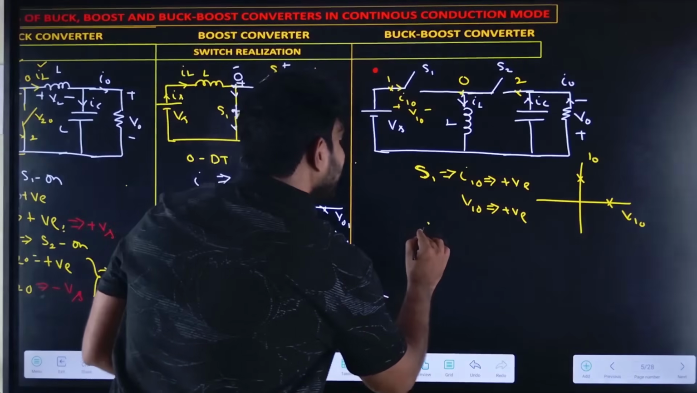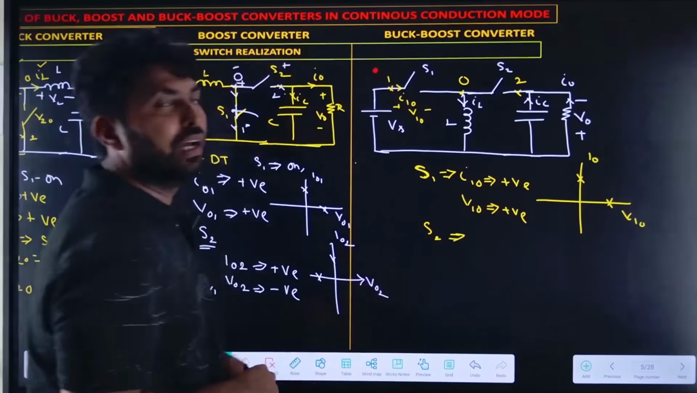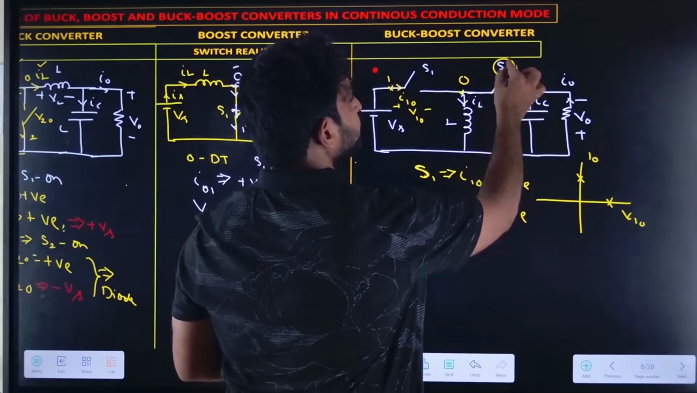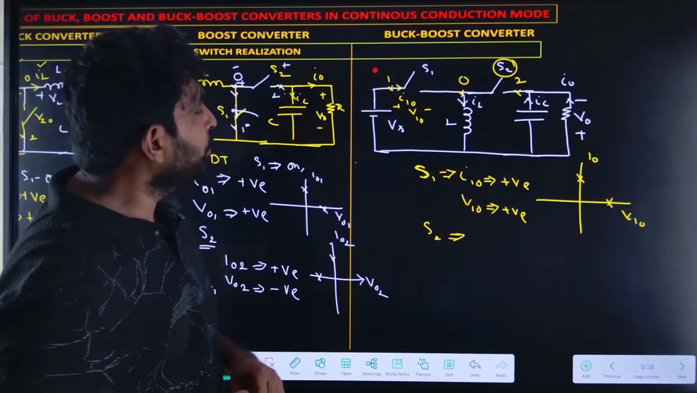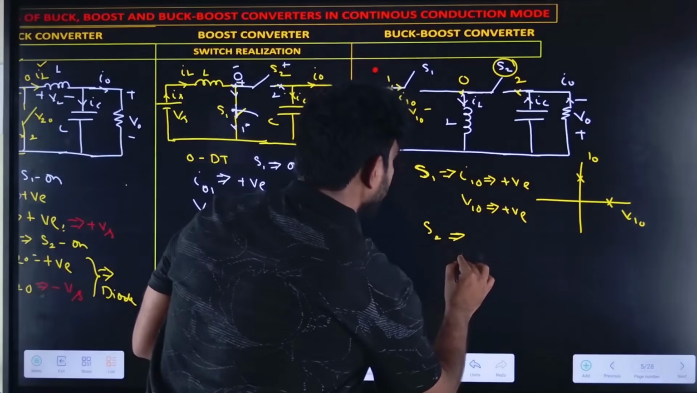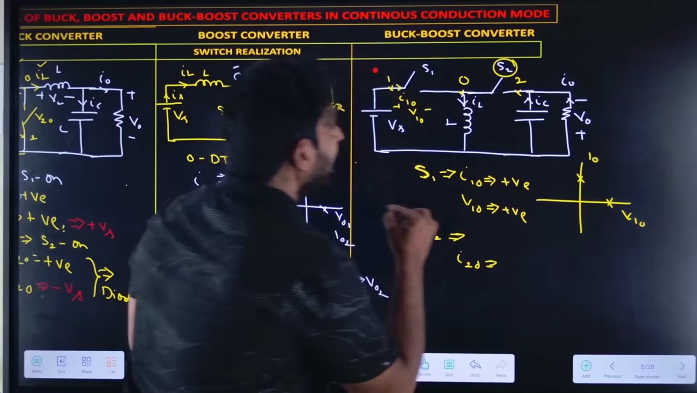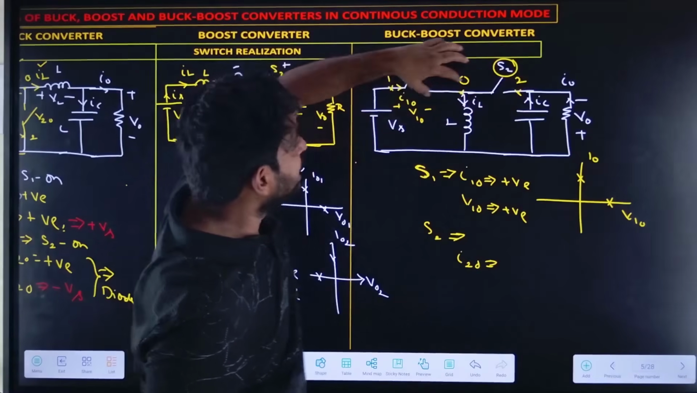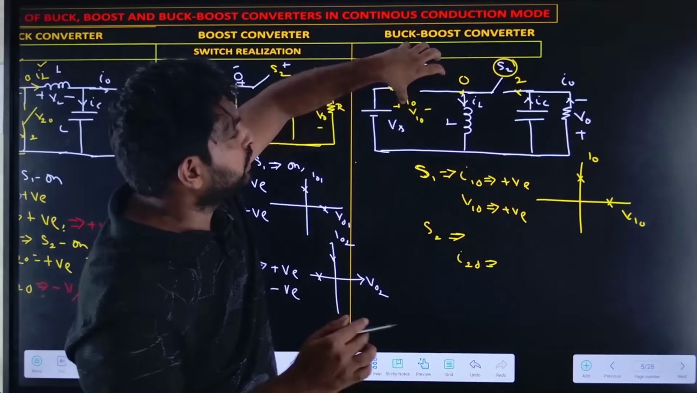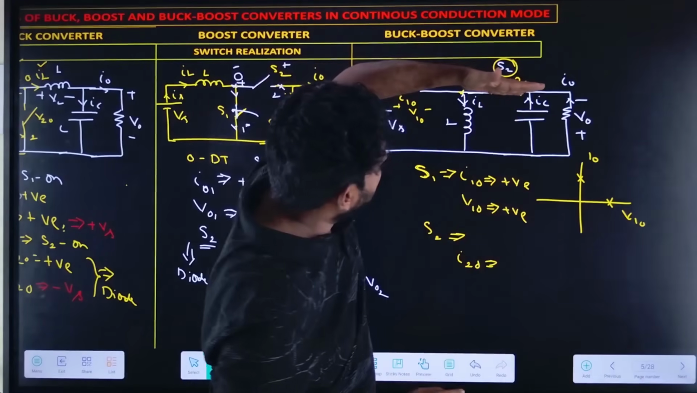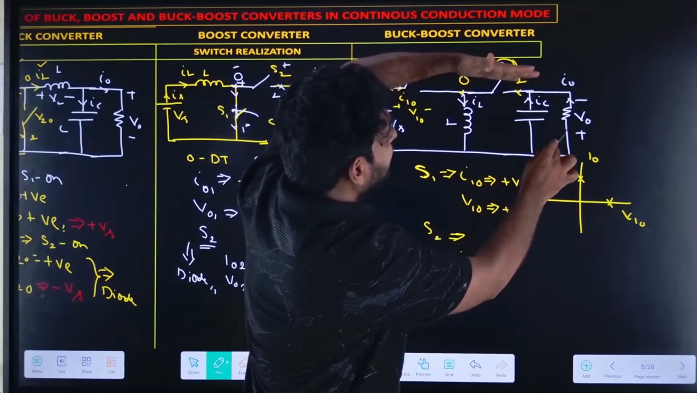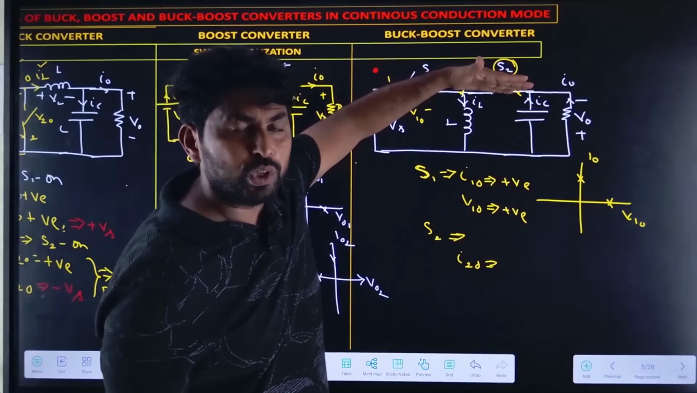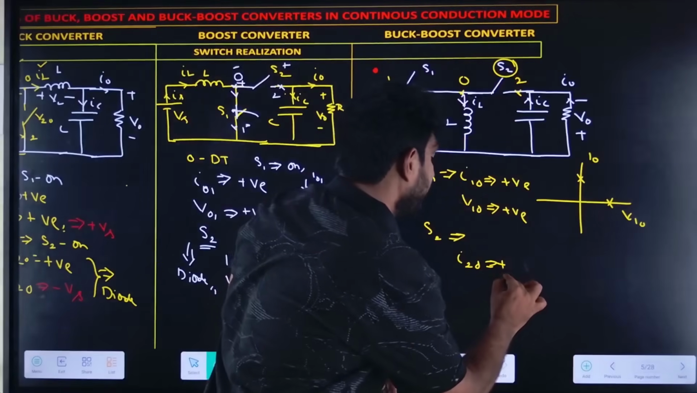So similarly, let us do the analysis for the S2. Let us find the I20 direction now. For that, S2 should be in the closed condition and S1 should be in the open condition. When S2 is closed, the inductor current direction will be in this direction. The current is flowing from 2 to 0, that is, I20 is positive.